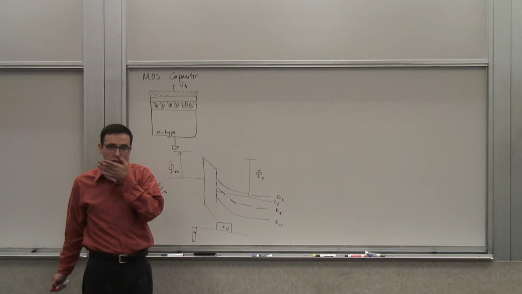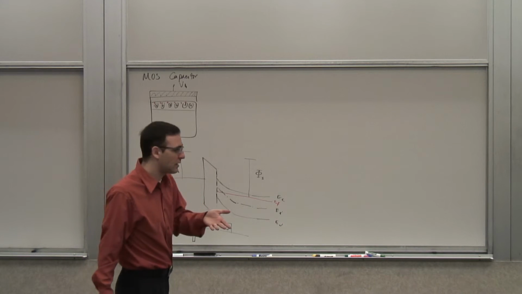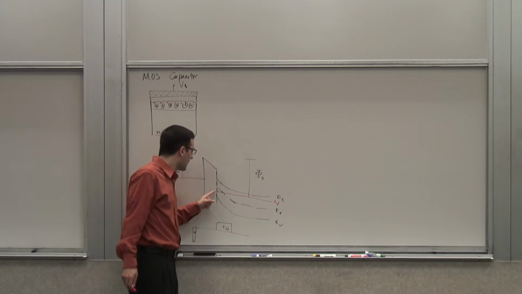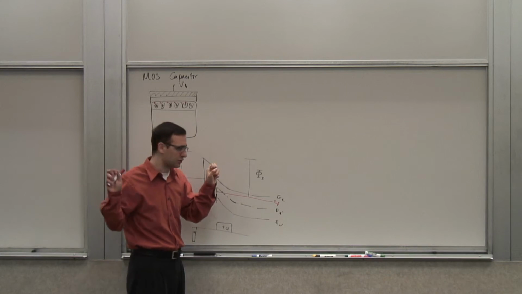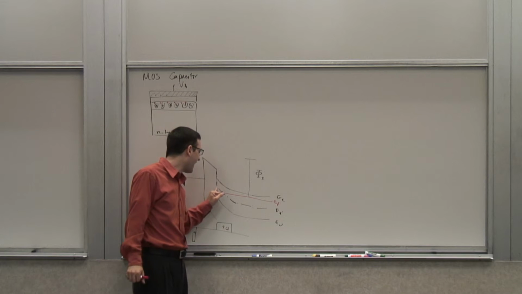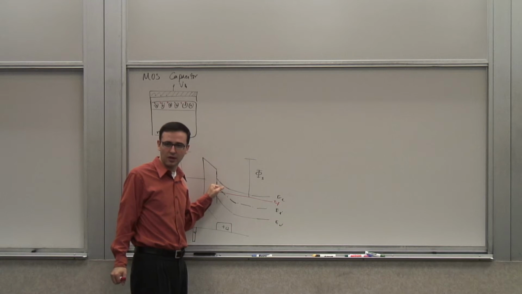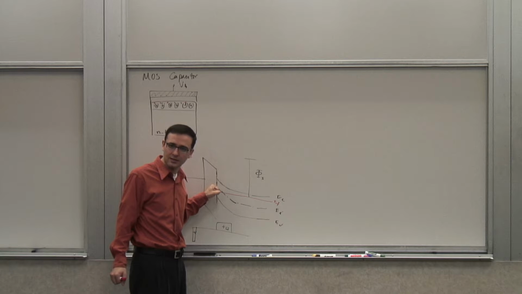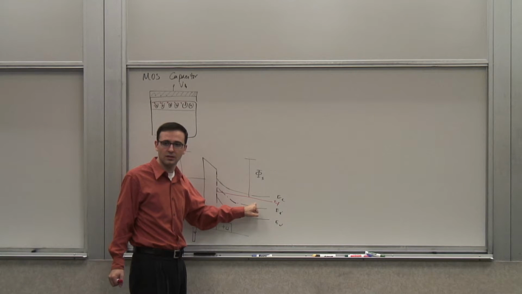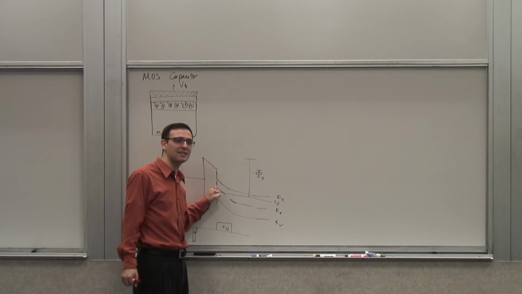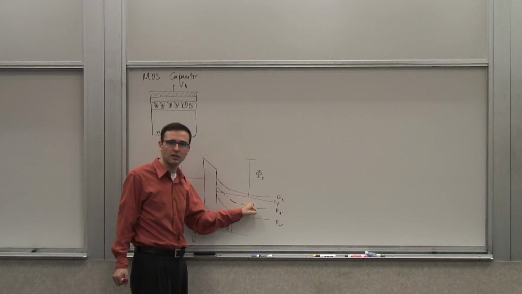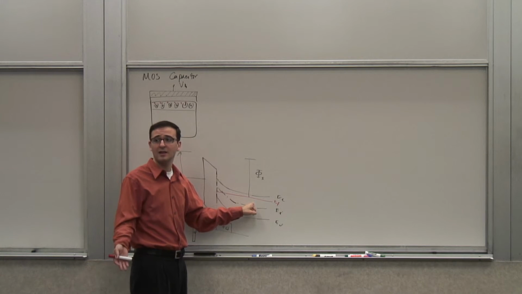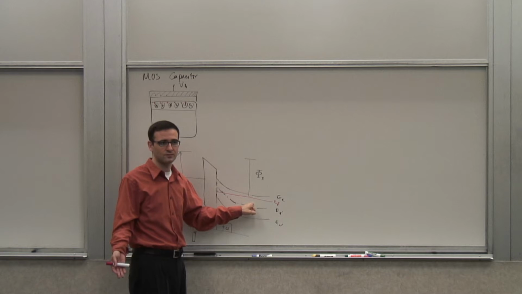So another definition, which is somewhat arbitrary but more common and more useful, is to define the onset of so-called strong inversion at the point where you have the same number of the opposite type of carrier at the surface that you had original carriers in the bulk. In other words, if you have the same density of holes, in this case, at the surface, that you had electrons in the bulk, that is what we define as the onset of strong inversion.